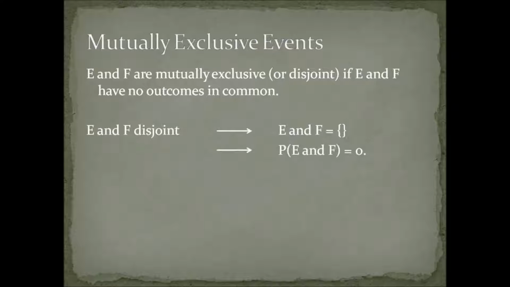Mutually exclusive events. E and F are mutually exclusive or disjoint events if E and F have no outcomes in common. So if E and F are disjoint, this means that E and F is the empty set. That is, it has no outcomes. So the probability of E and F is 0. It is an impossible event.